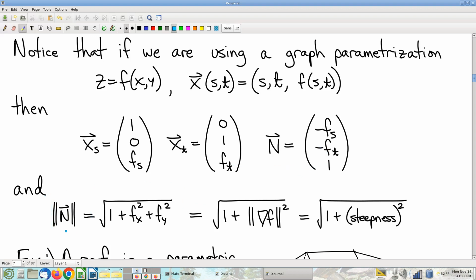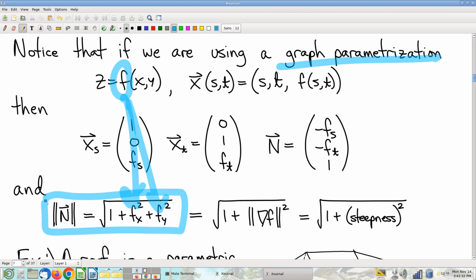If you are using a graph parameterization of a function f, then here's your handy-dandy formula for your stretching factor. And feel free to just use that alone. It's fine. And then you don't have to repeat the process of taking the partials, taking the cross product, computing the magnitude. This formula has all that wrapped up in it.